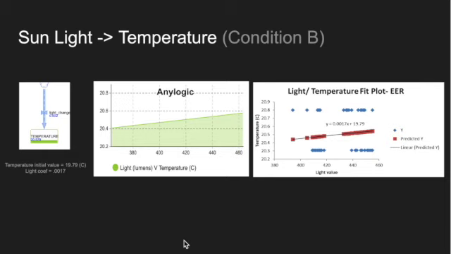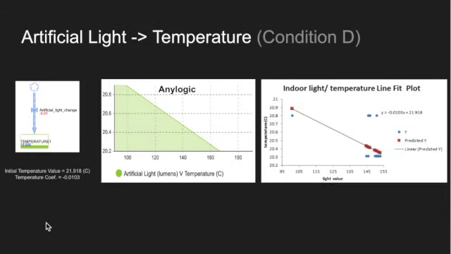In sunlight and temperature, the sunlight increasing causes the temperature to increase. Looking at the artificial light's impact on temperature, as the artificial light lumens increase, the temperature dramatically decreases.